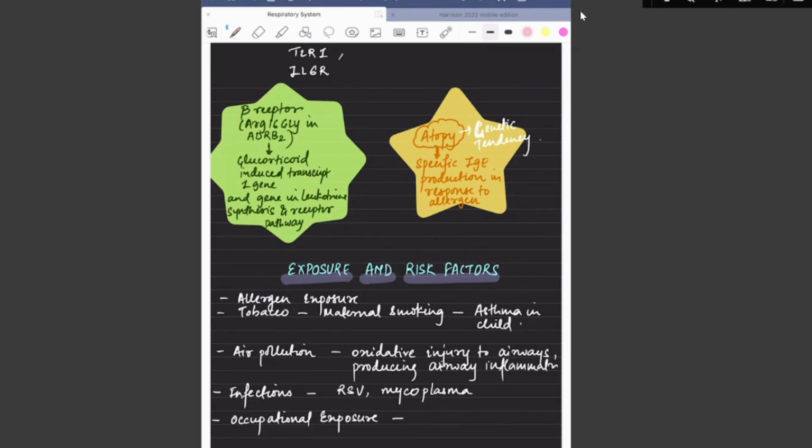The exposure and the risk factors. We have already studied them in that table, just elaborating a few of them. These are the allergen exposure, and tobacco: if the patient is an ANC and she is a smoker, it will cause asthma in the child. Air pollution causes oxidative injury to airways, producing airway inflammation. The infections such as mycoplasma.